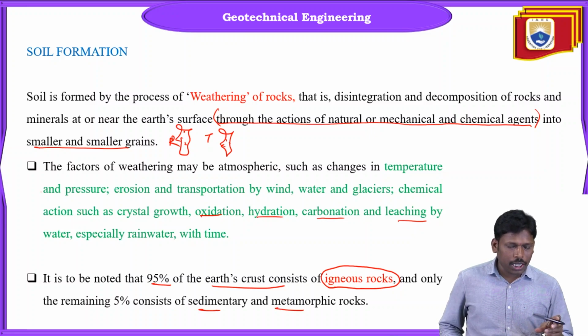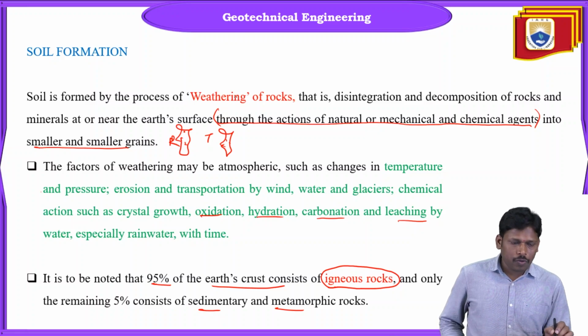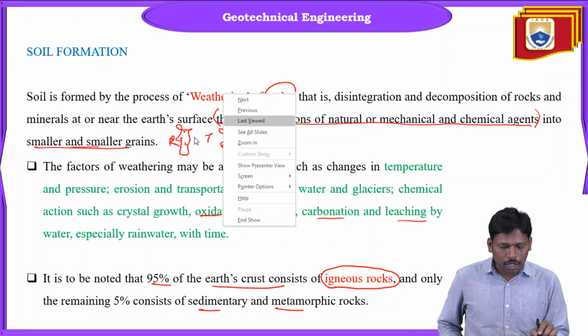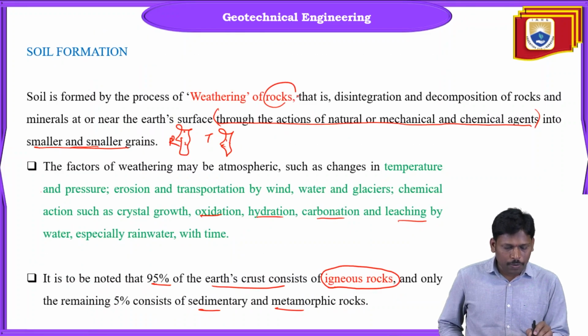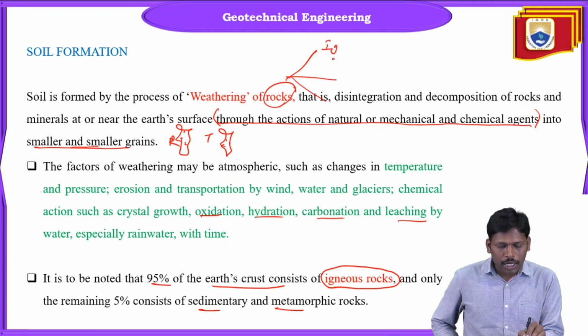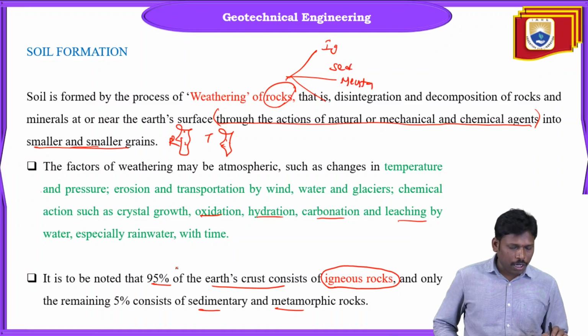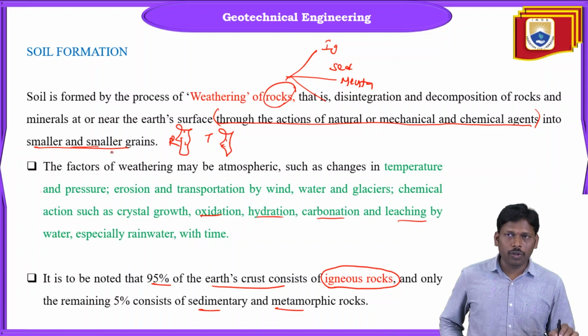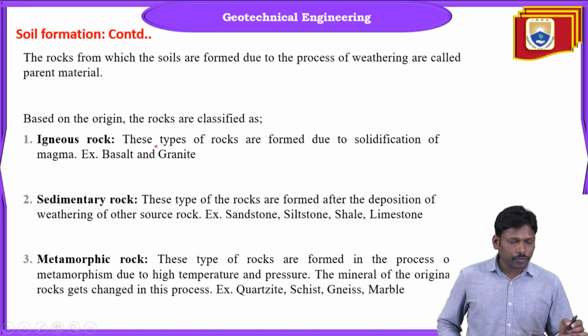So then what we are saying here, this weathering of rock will occur. Due to this weathering of the rock, smaller particles will form. This particular rock is actually of three types. How many? Three types: igneous, sedimentary, and metamorphic. So there are three different types of rocks. From these, after weathering, smaller grains will be formed, and that we call soil.